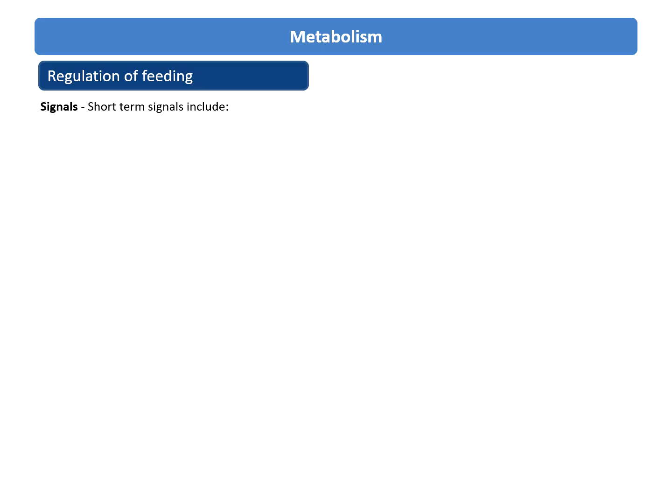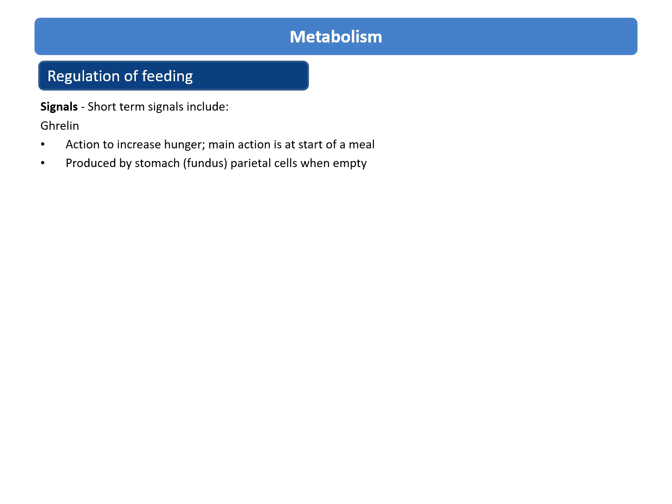Let's look at the signals. Short-term signals include ghrelin. Its action is to increase hunger. It seems to have its main action at the start of a meal. It's produced by the stomach, the fundus part of the stomach, by parietal cells in the stomach when the stomach is empty. The target is the hypothalamus.